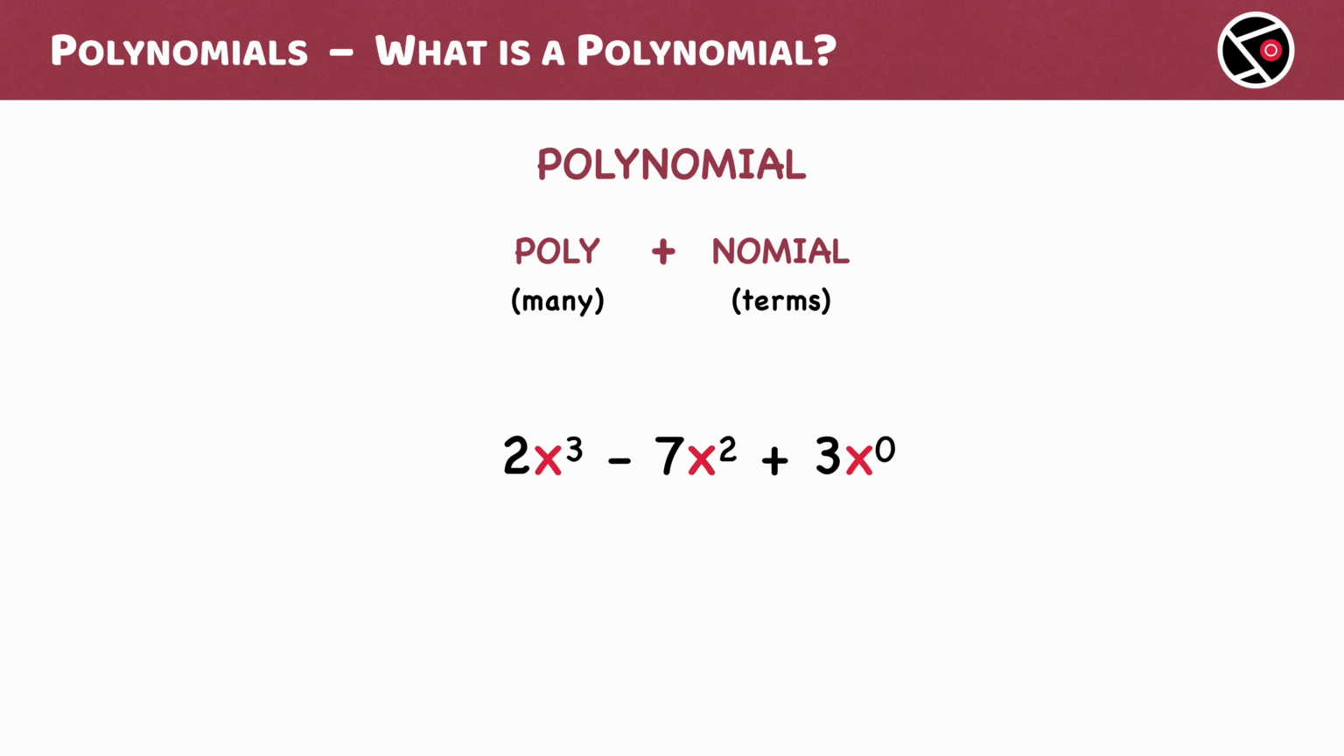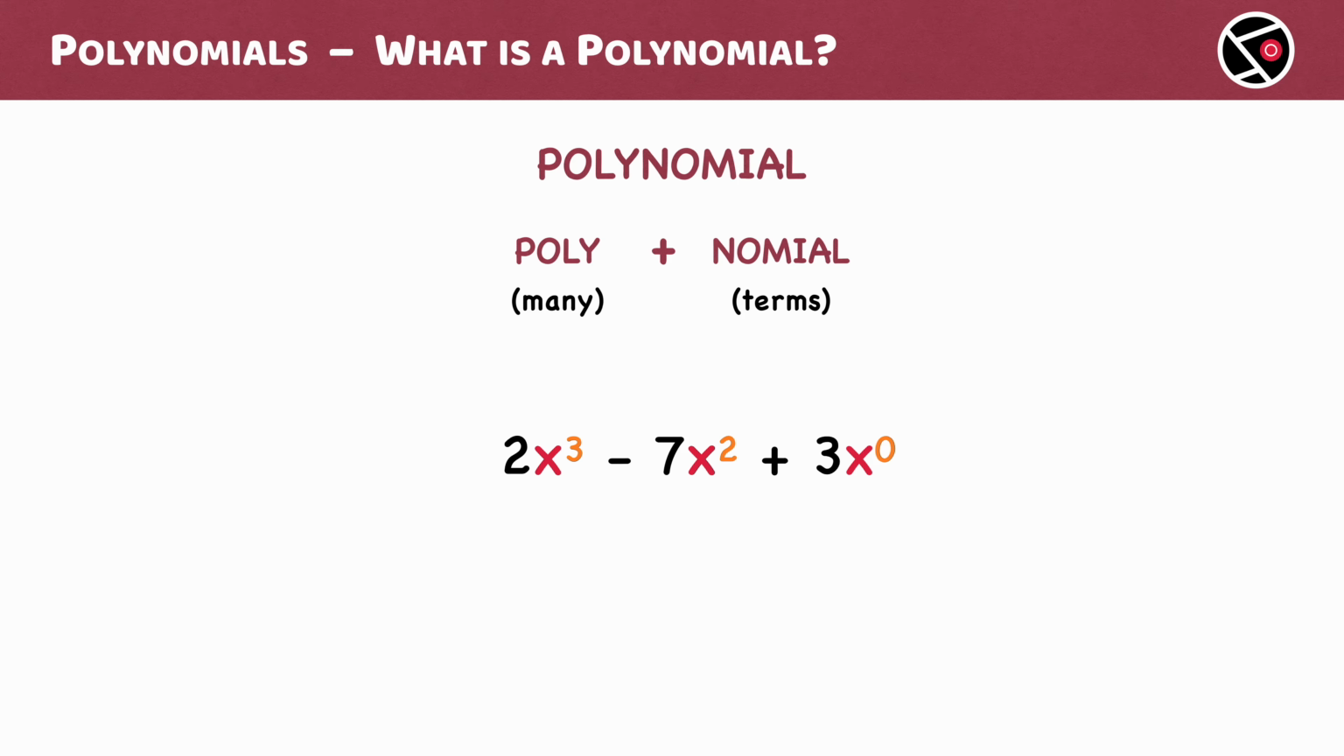Now let us look at the second element inside each term, the power of the variable. For the first term, 2x cube, the power of x is 3. For the second term, the power of x is 2. And for the last term, the power of x is 0.